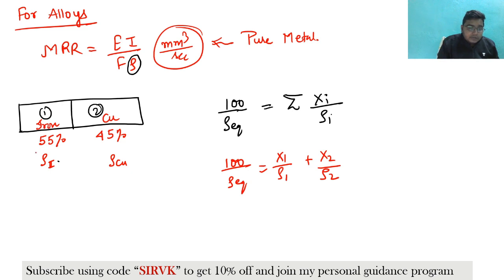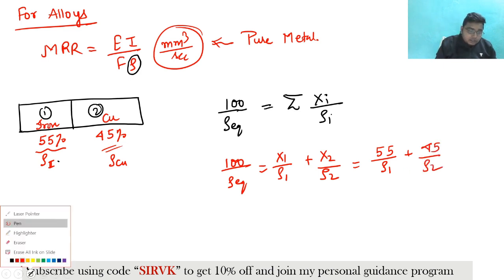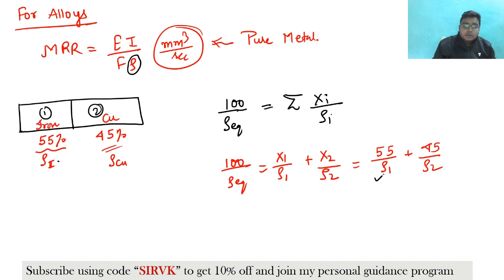So it is here 55%. Now you can put it here that 55% is my iron, so its density is rho 1. Suppose rho 1 is given to you, and the 45% you can write as 45 by rho 2. Now in this equation you will be knowing rho 1, you will be knowing rho 2. The only thing unknown to you will be the rho equivalent. So from here you can find the equivalent density.